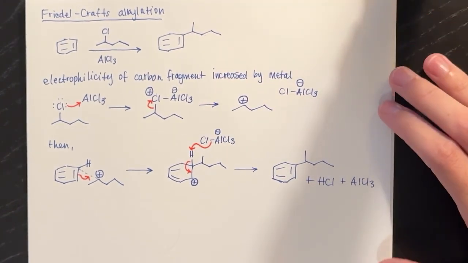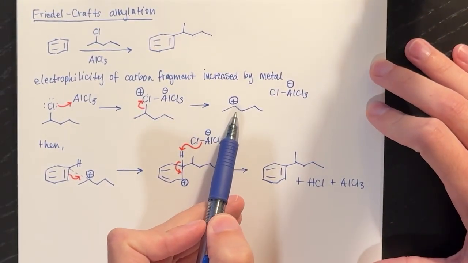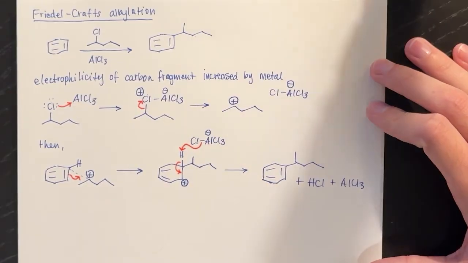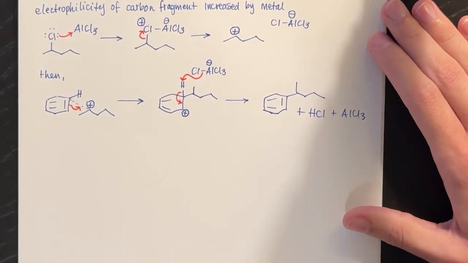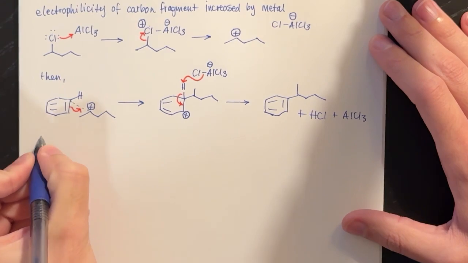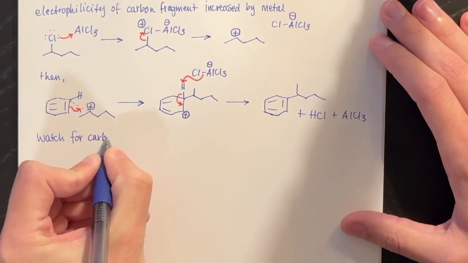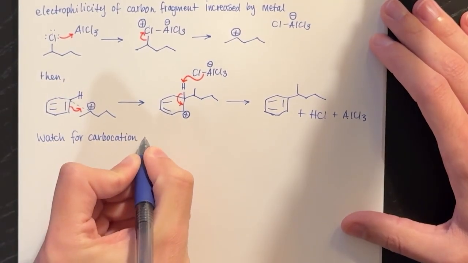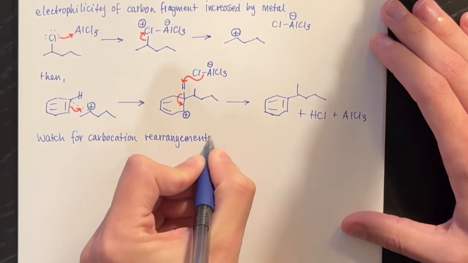But this one has a caveat, of course. Couldn't be that easy. And that has to do with this. So this carbocation is fairly happy. But what if we were to generate, say, a primary carbocation in the course of trying to do this reaction that has the possibility to rearrange to form a more stable carbocation? If that can happen, it will. So one thing we need to do is watch out for carbocation rearrangements.